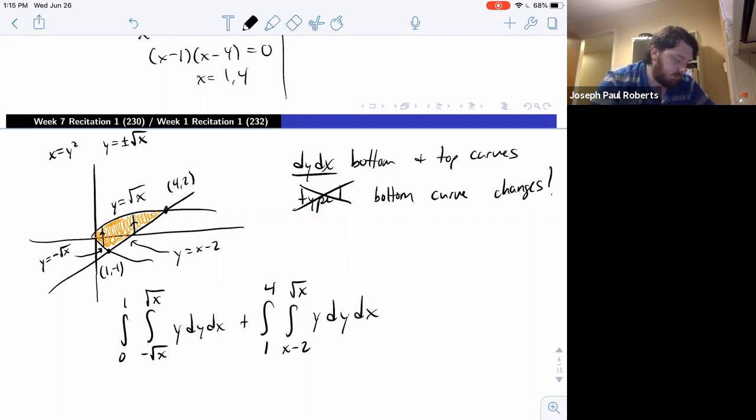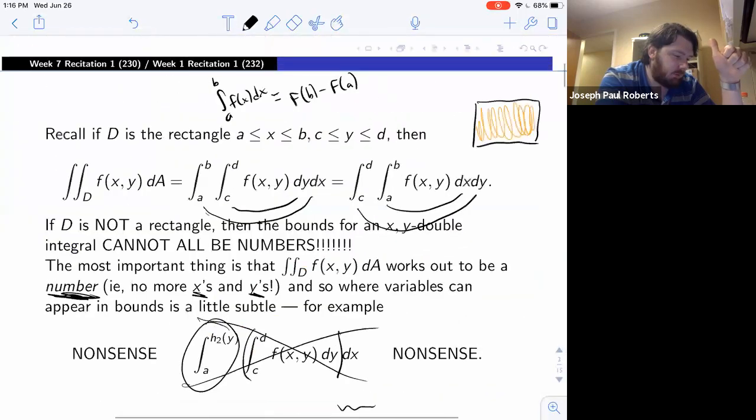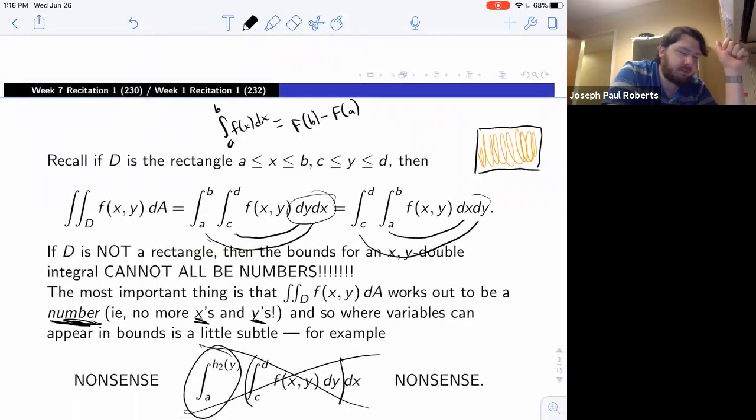So notice, everything about rectangles is simpler. First of all, getting the bounds set up is simpler for a rectangle, but also in a rectangle, the dy dx and the dx dy, they basically just flip. You don't have to do any hard work to change the order for a rectangle.